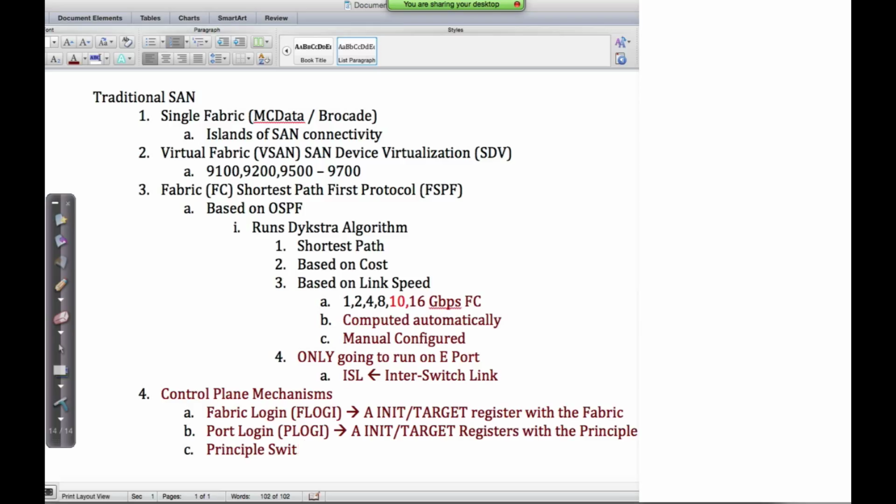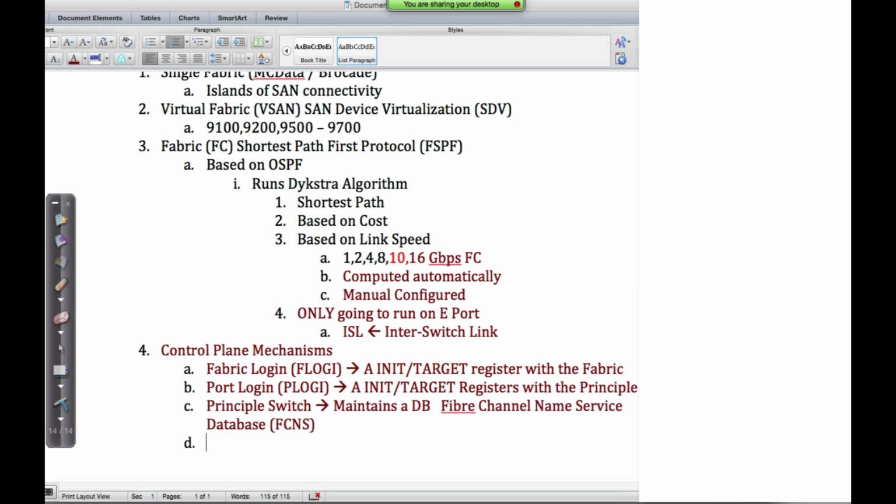The principal switch is responsible for maintaining a database. That database is referred to as the Fibre Channel name service database, the FCNS. Now, that begs another question. Well, what is the nature of these particular processes?